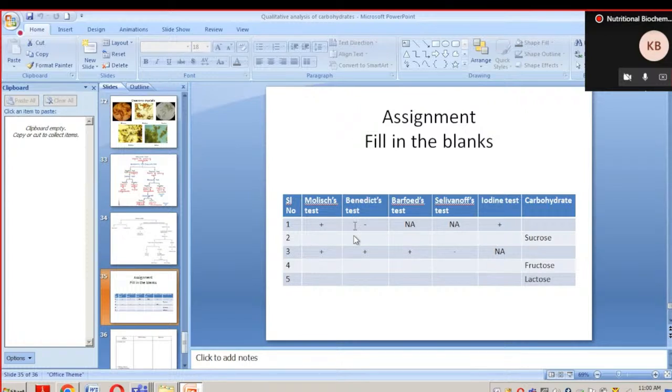Iodine you're not doing. Iodine will be done only if Benedict's is negative. So write it as NA here. When you're not doing the test, you have to write it as not applicable, NA. So that is fructose. Now lactose, we'll see.